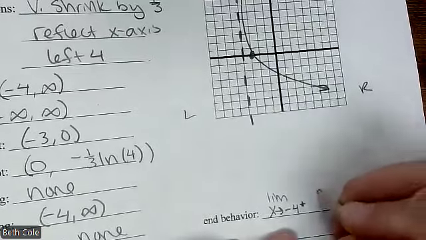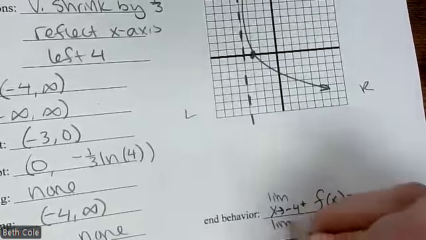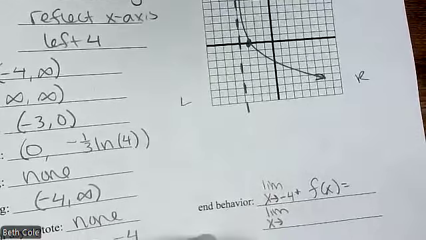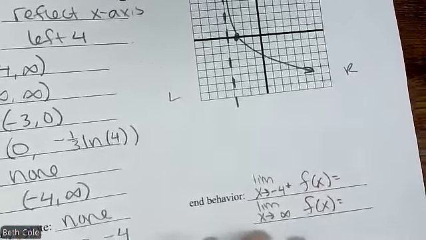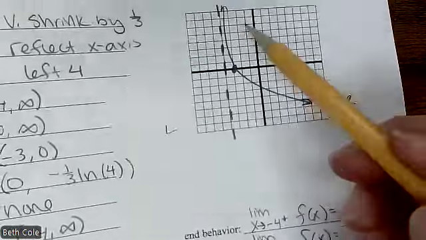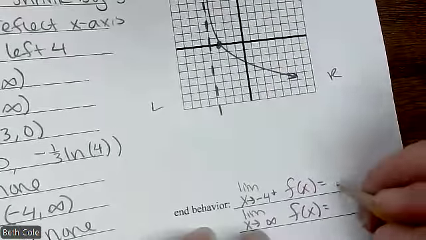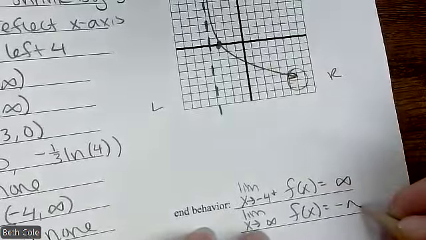F of X. And then can we go to positive infinity? Yes. We're not fenced in that direction. Now, one of these should go up and one of them should go down. Your left arrow goes up, your right arrow goes down.